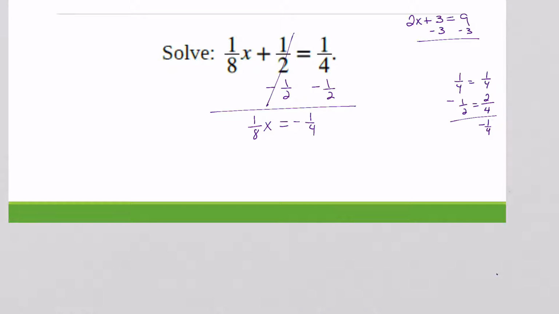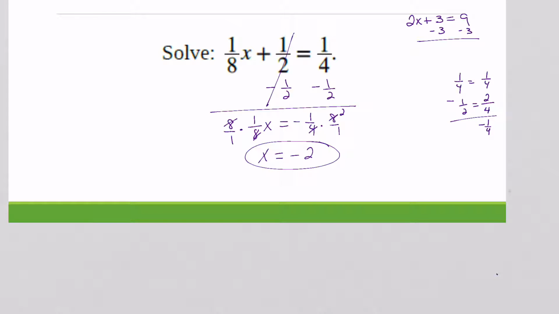Now, what you could do is divide by 1/8, but dividing by 1/8 here is the same thing as multiplying by its reciprocal. So dividing by 1/8 is the same thing as multiplying by 8. And so this creates 1. We wanted to create 1 in front of x. And we know that a negative times a positive is a negative. And 4 will go into 8 twice. So our answer is x equals -2.